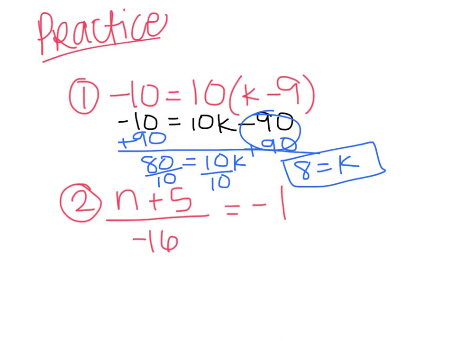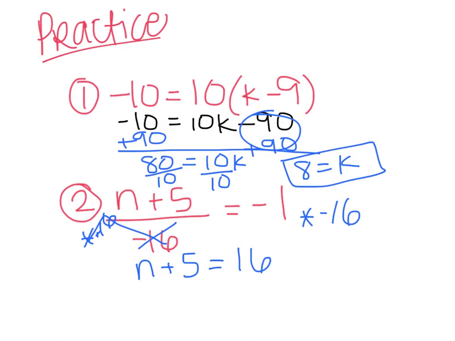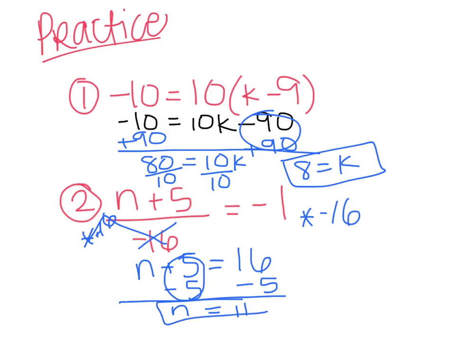Alright, second question. This one we have to multiply by negative 16 first to get rid of the denominator. So that turns into 1, and I now have n plus 5 equals 16. Then to get n by itself, I subtract 5 on both sides, and I will be left with n equals 11. Hopefully you got those two questions right.